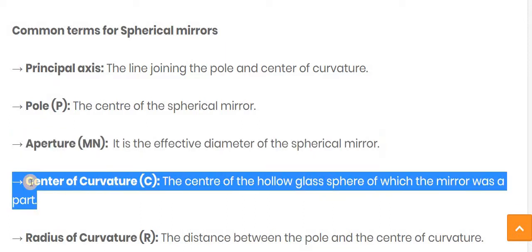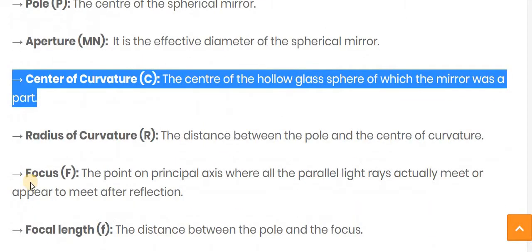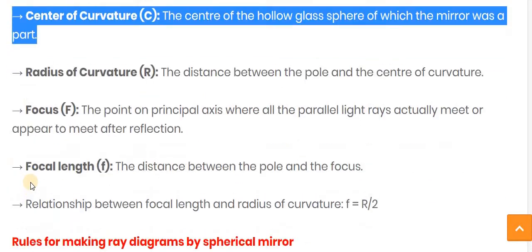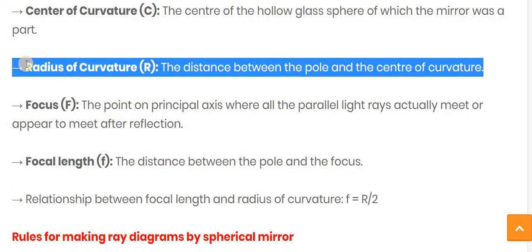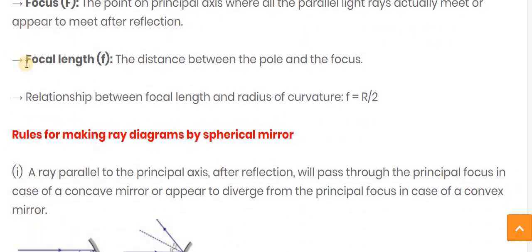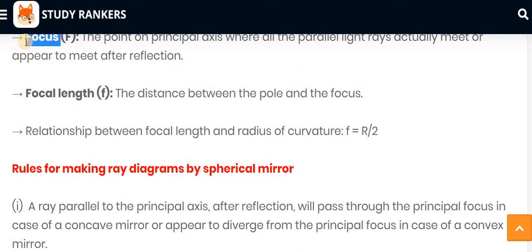Center of curvature means the center of the hollow glass sphere of which the mirror was a part. That center is called the center of curvature. Then the radius of curvature means the distance between the pole and the center of curvature. Then we see the focus.